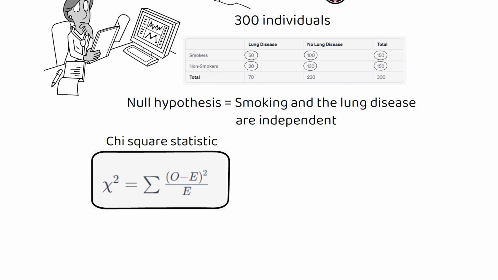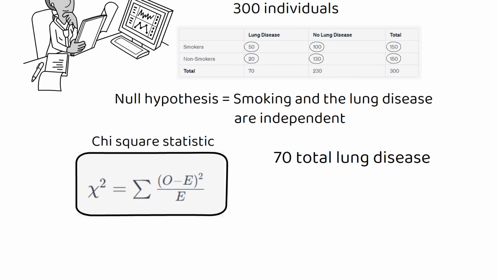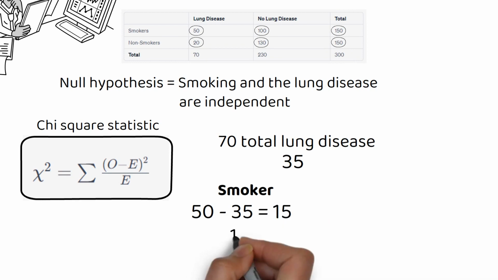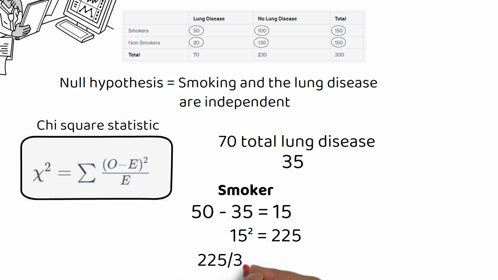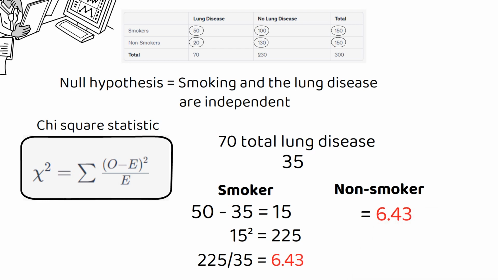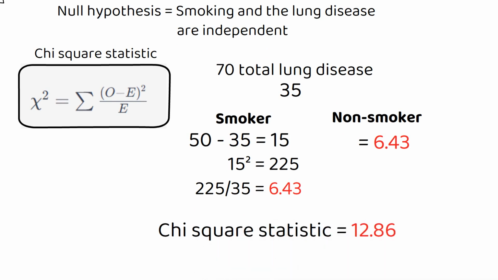In our case, given that there were 70 total lung disease incidents of 300 patients, the total expected frequency for each group of 150 patients is 35. In the first group, smokers, the difference was 15, 50 minus 35. Square that to get 225 and divide by the expected frequency of 35 to get about 6.43. The calculation is the same for the non-smokers. The difference is 15. Squaring it and dividing by 35 gets you another 6.43. Adding them gives you a total chi-square statistic of 12.86.